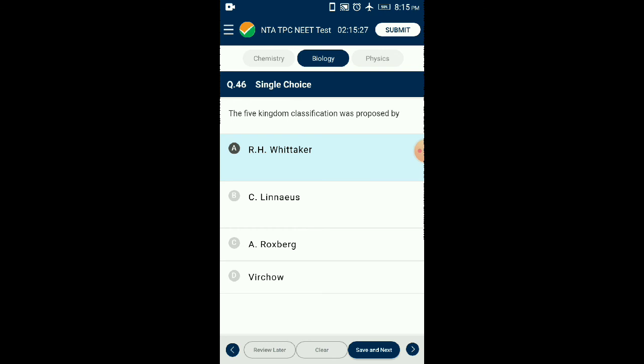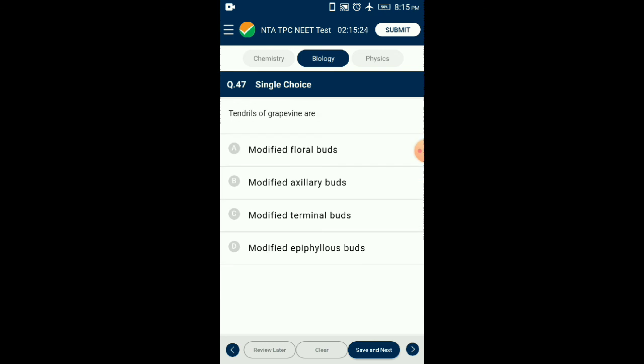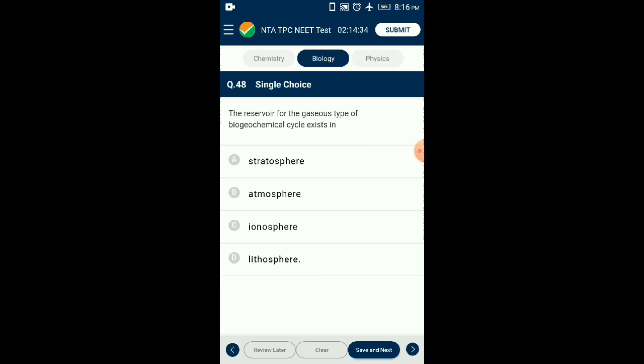Question number 47. Tendrils of grapevine are. Tendrils are specialized stem or leaf modifications, which are thread-like structures used by climbing plants for support and attachment. Parasitic plants use tendrils for cellular invasion by twining around a suitable host. So the answer for this question is option C, modified terminal buds.